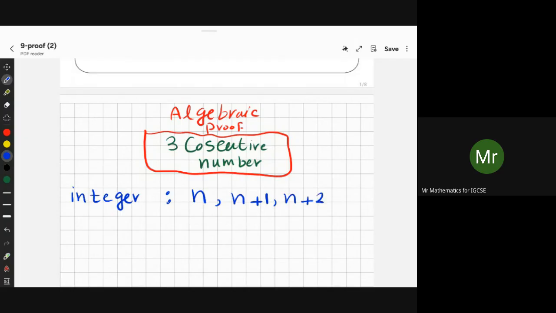We can write 4 consecutive integers too. The fourth one would be n plus 3, and so on. But we will write only 3 numbers.